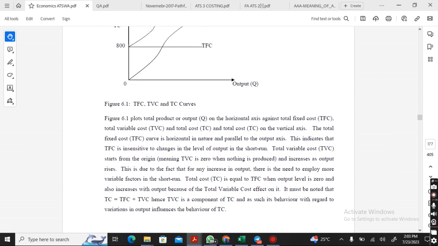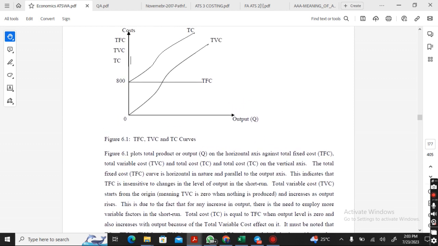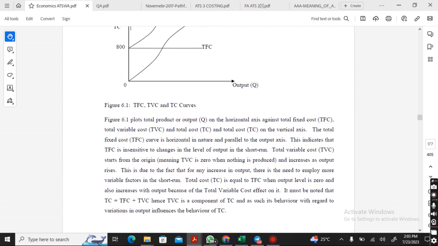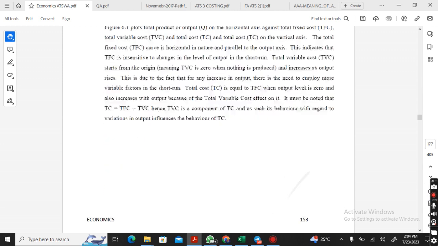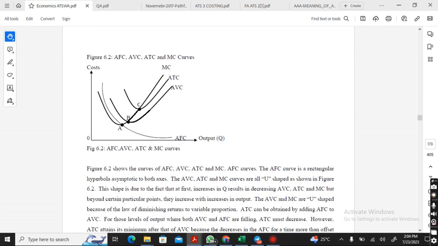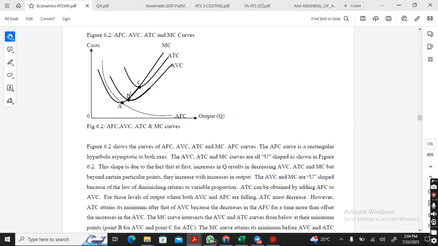So total cost is equal to what? TVC. Total cost is what when the output level is zero, and it also increases with output because the total variable cost affects it. So that is that. And this table, when I come to class, I will explain it because I need to do more explanation on this very well for you to understand. But when I come back to class physically, I will explain it in depth.